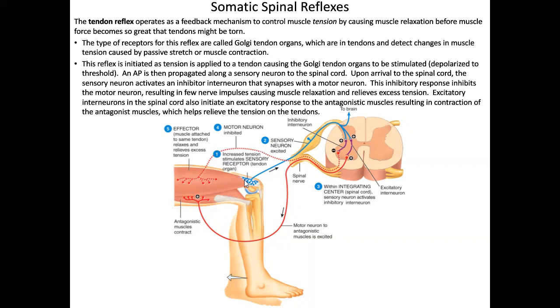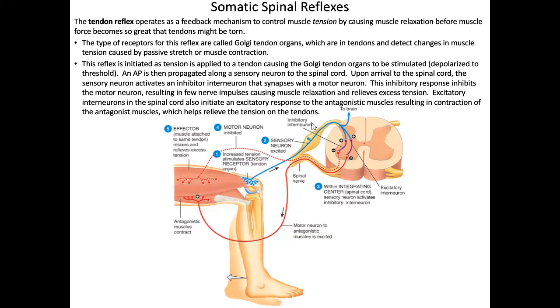This time, we're going to begin right here with these receptors called Golgi tendon organs, or as they're just listed, tendon organs. These are end tendons, and their job is to detect changes in muscle tension or force caused by passive stretch or muscle contraction. So basically, what's taking place is the quad muscles are contracting forcefully, and that's going to trigger these guys to create an action potential. The tendon, by being pulled on by the muscle, is under a lot of stress. So that's what activates them.